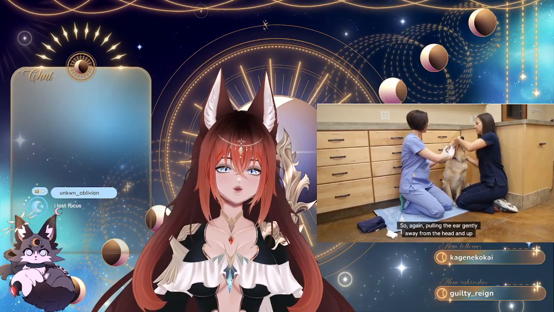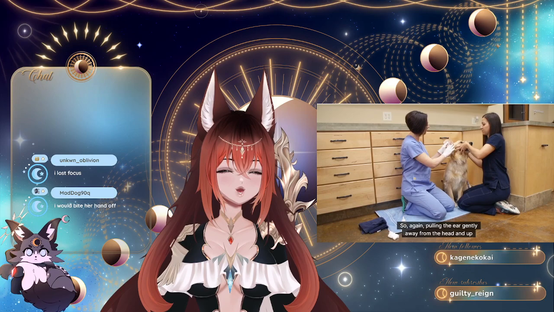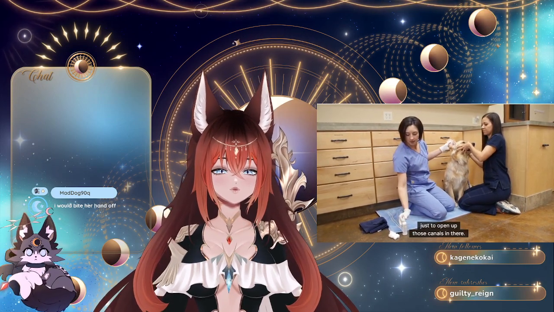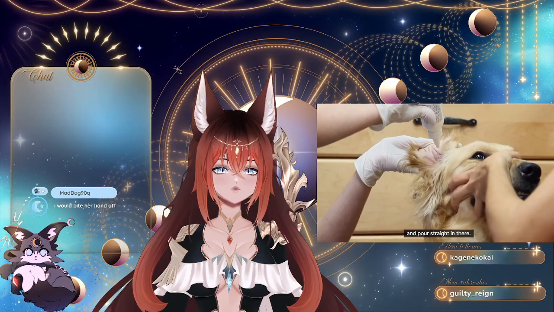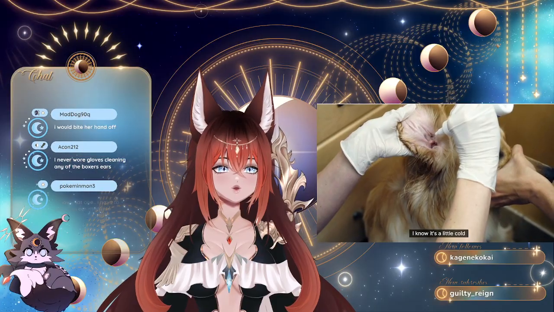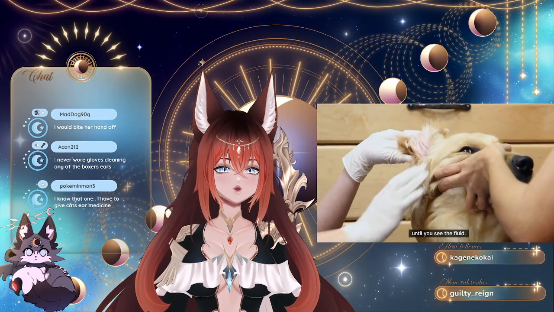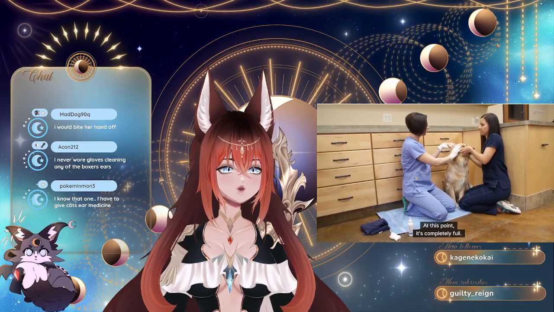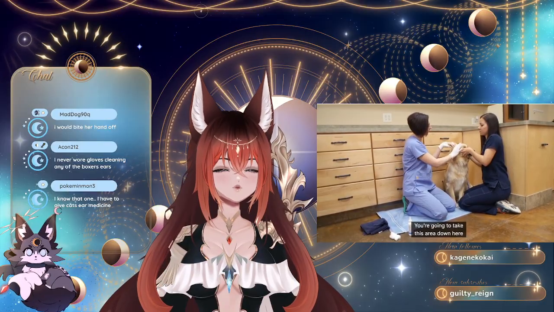So again, pulling the ear gently away from the head and up just to open up those canals in there. You're going to actually just take the fluid and pour straight in there. I know it's a little cold. And you want to fill up the ear canal all the way till you see the fluid.